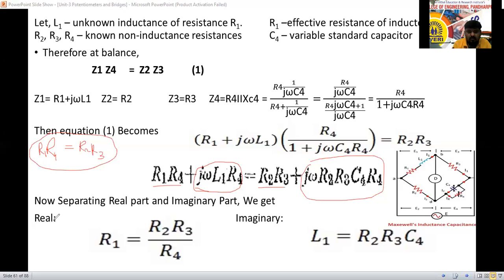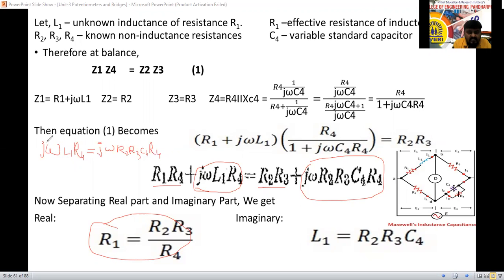So from this, the unknown resistance R1 we have calculated. Next we will go for the imaginary part of the equation. So j omega L1 into R4 equal to j omega R2, R3, C4, R4.